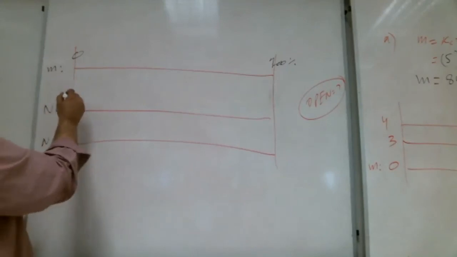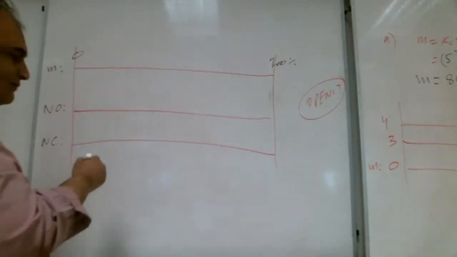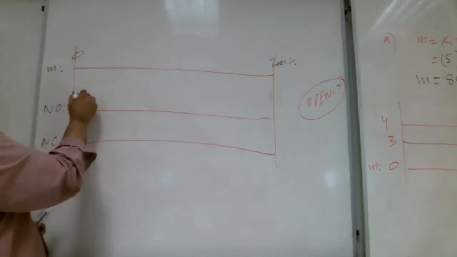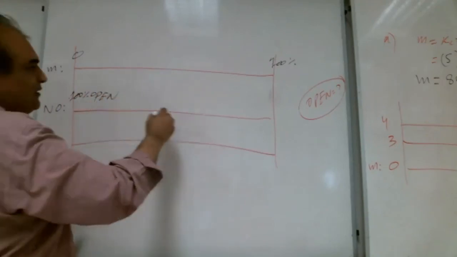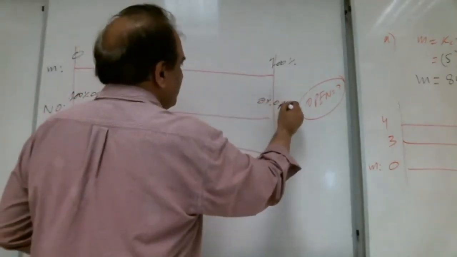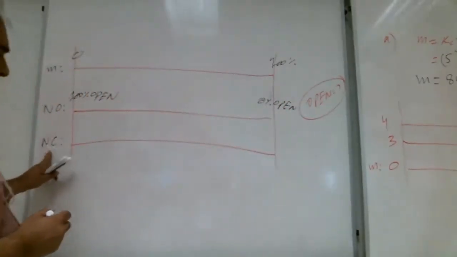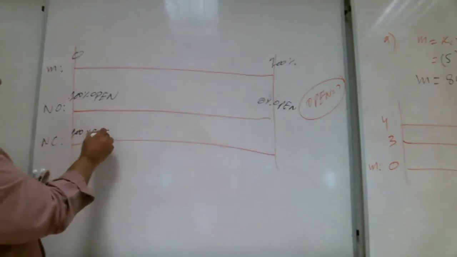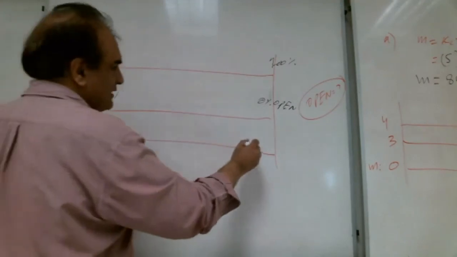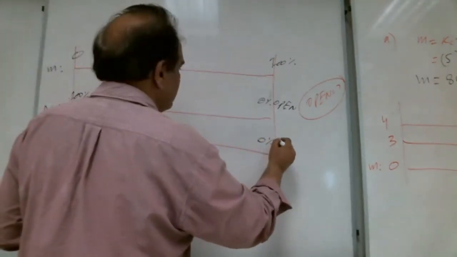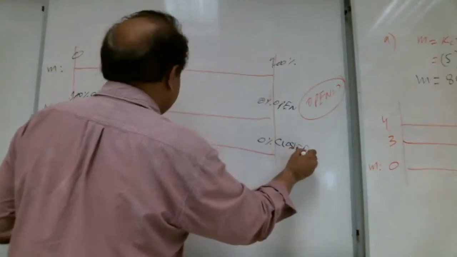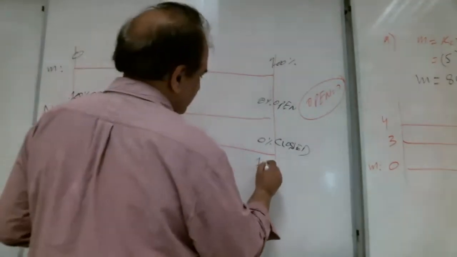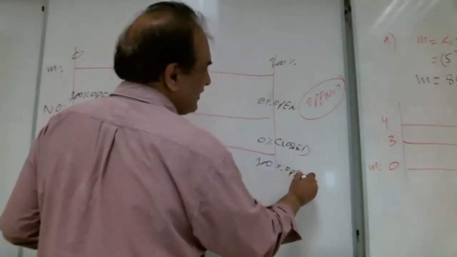If it is normally open, here how much open? 100%. That's good. 100% open. A lot of brothers are writing 0% open here. We are not interested in closed. Normally closed, how much? 100% closed here, and here 0% closed. So how much open? Because we are interested in open, 0% open, and here 100% open.